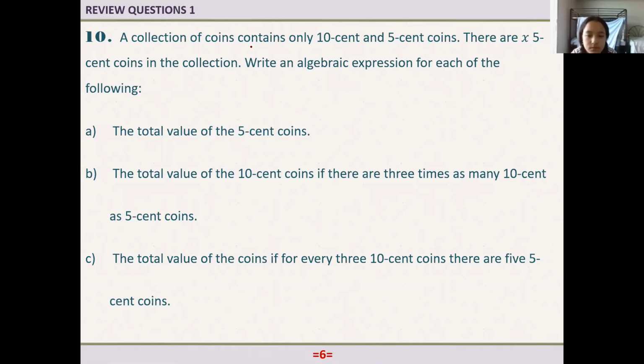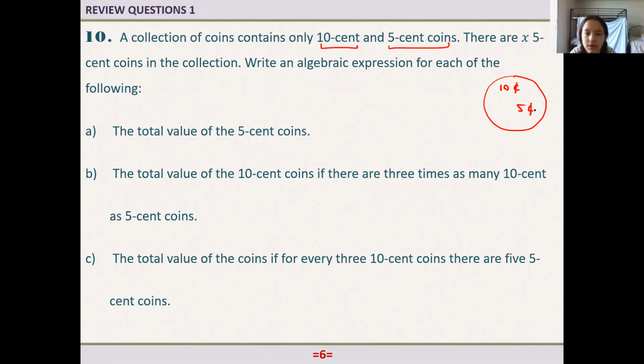A collection of coins contains only 10-cent and 5-cent coins. Okay. What does it mean? Here we have, let's say you have a kind of big plate, okay? You are saving all your coins here. When you have change, you go to the market and buy something. When you have a coin, you just save it here. Actually, in this box, we have only 10-cent coins and 5-cent coins. So how many 10-cent coins do we have? I don't know. It's not given. How many 5-cent coins do we have here? Also, I don't know.